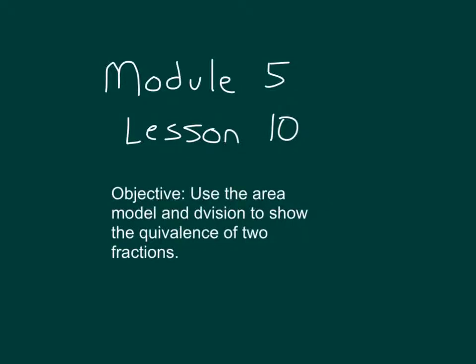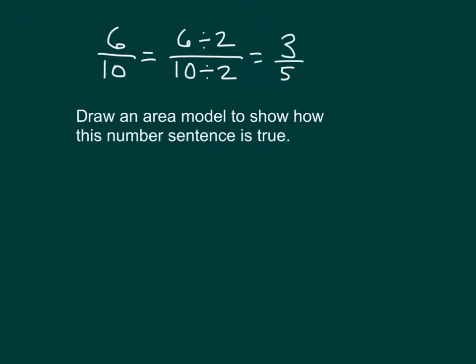Within this lesson, we'll use the area model and division to show the equivalence of two fractions. Here we're asked to draw an area model to show how this number sentence is true. We started with 6/10, and then we simplified to 3/5. Let's draw a possible area model.